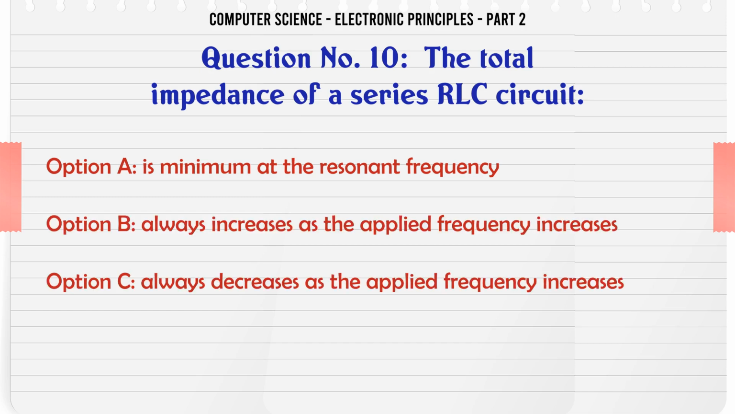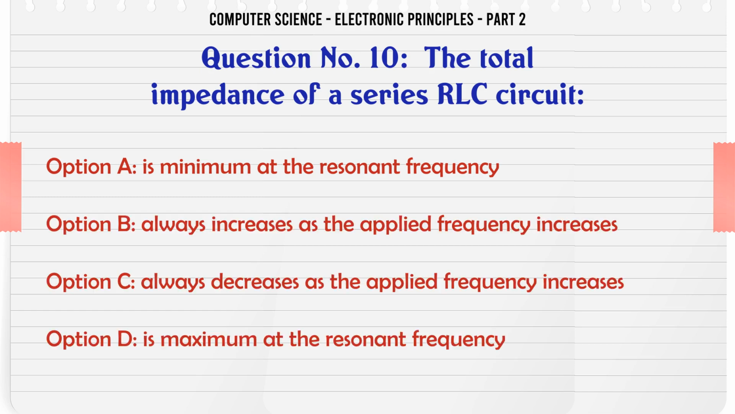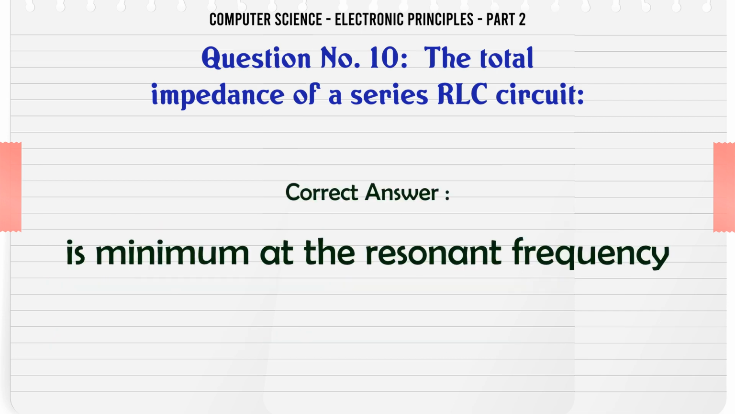The total impedance of a series RLC circuit A. Is minimum at the resonant frequency. B. Always increases as the applied frequency increases. C. Always decreases as the applied frequency increases. D. Is maximum at the resonant frequency. The correct answer is minimum at the resonant frequency.